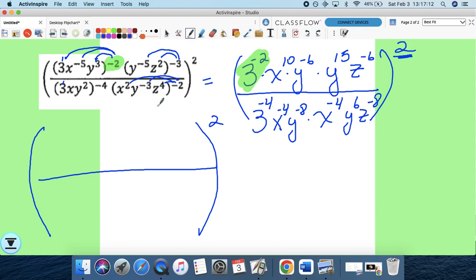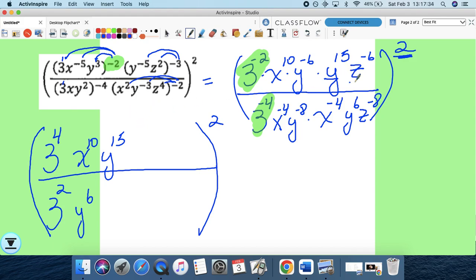This 3 to the negative second power comes down, becomes 3 to the positive second power. 3 to the negative fourth power goes up, becomes 3 to the fourth power positive. X to the 10th stays. Y to the negative 6 is going to come down here. Do it in order. Y to the 15th stays up. Z to the negative 6 comes down. X to the negative 4th goes up. Y to the negative 8th goes up. X to the negative 4th comes down. Y to the negative 6 stays down. Z to the negative 8th goes up.